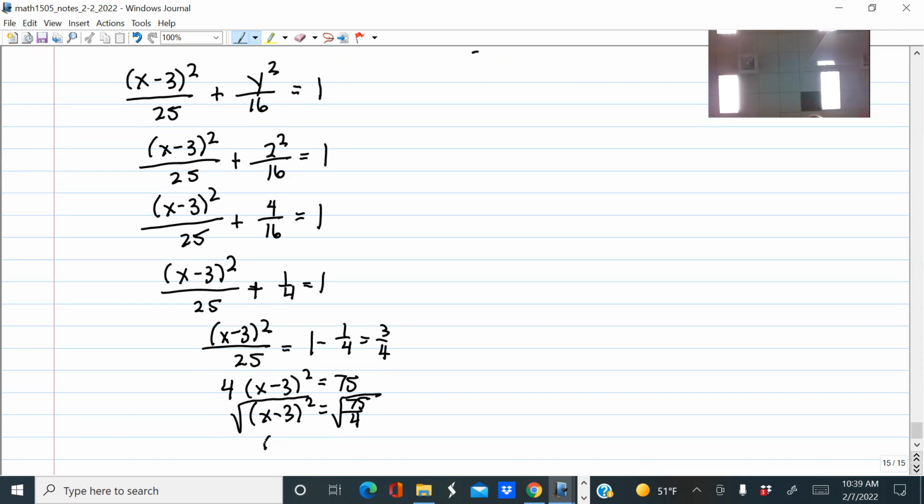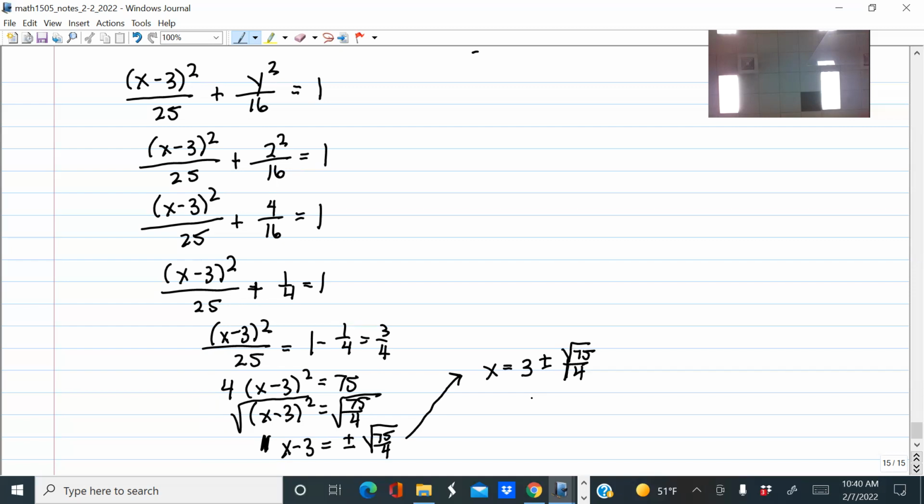So you get x minus 3 is equal to plus or minus the square root of 75 over 4, which means that x is 3 plus or minus the square root of 75 over 4. Oops, that's the square root of the whole thing, so let me extend my square root. That really is the two answers: 3 plus the square root of 75 over 4, and then the other one is 3 minus the square root of 75 over 4.